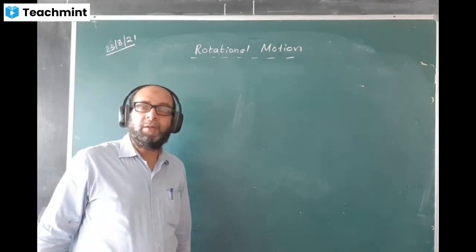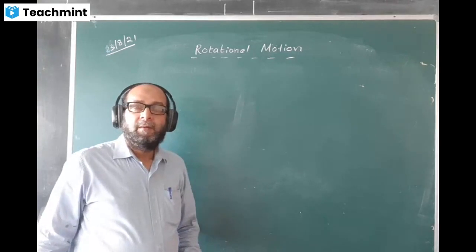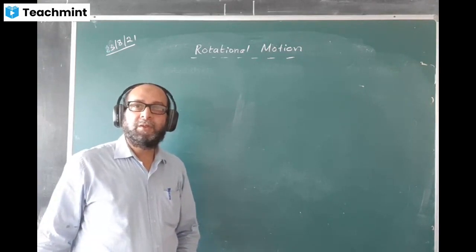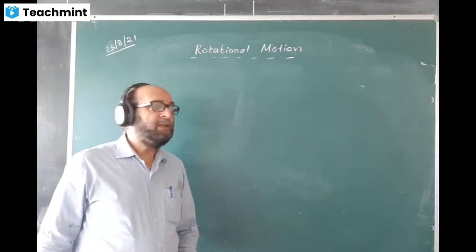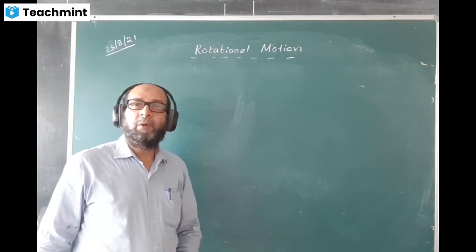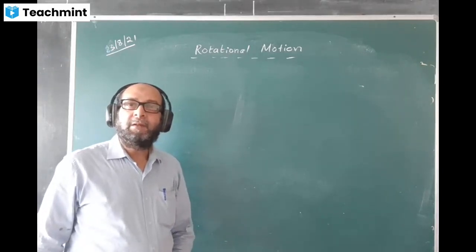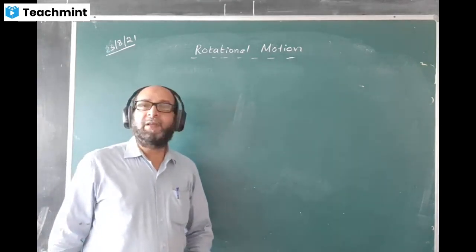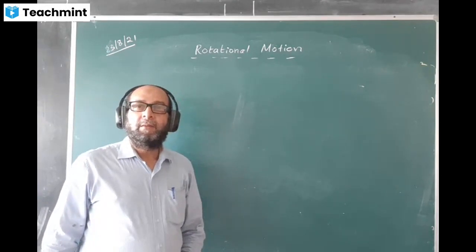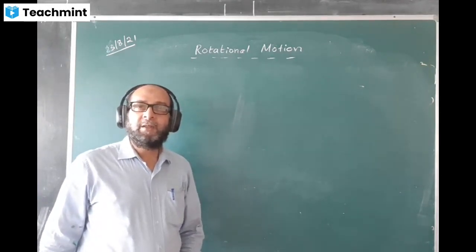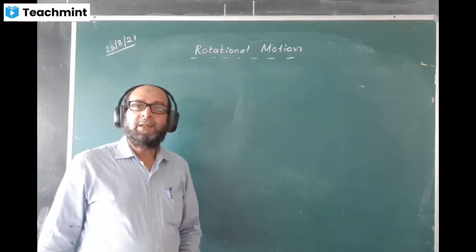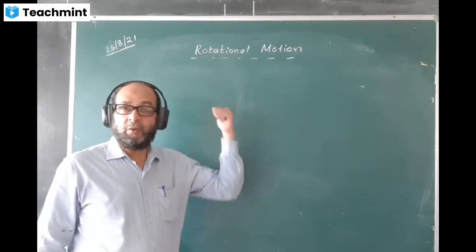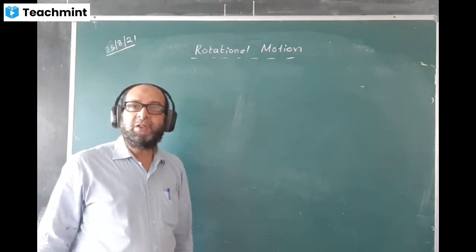So, for rotational motion, we have equations. These are very similar to the equations of kinematical motion in one dimension. I'm talking about the formulas v equals u plus at, v square equals u square plus 2as, and s equals ut plus half at square. Those formulas are applicable here also, but the symbols will change.